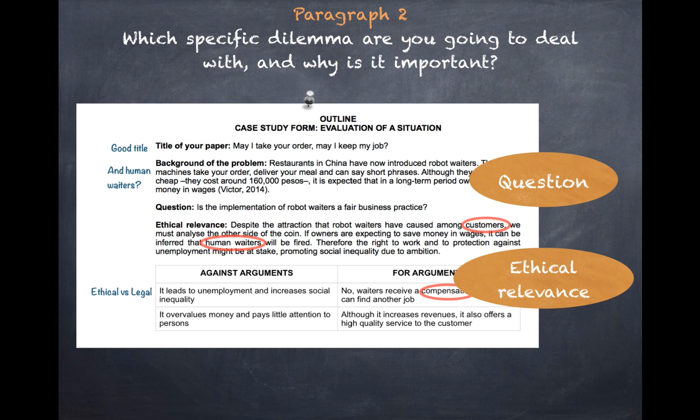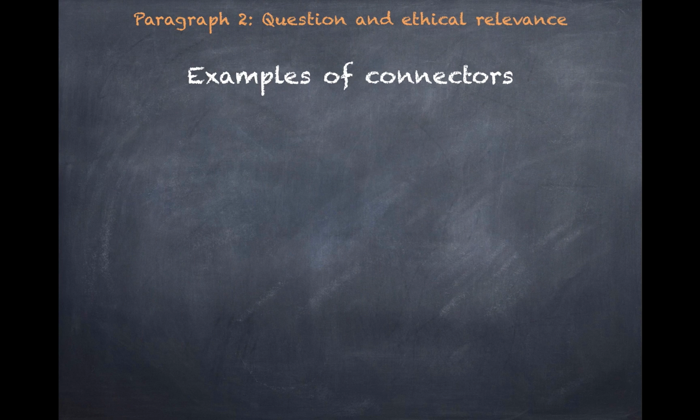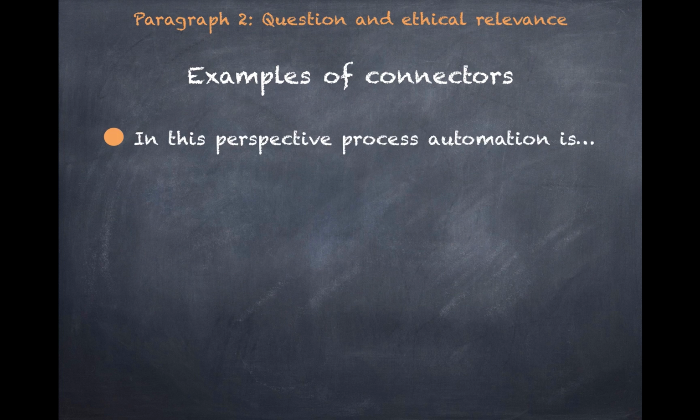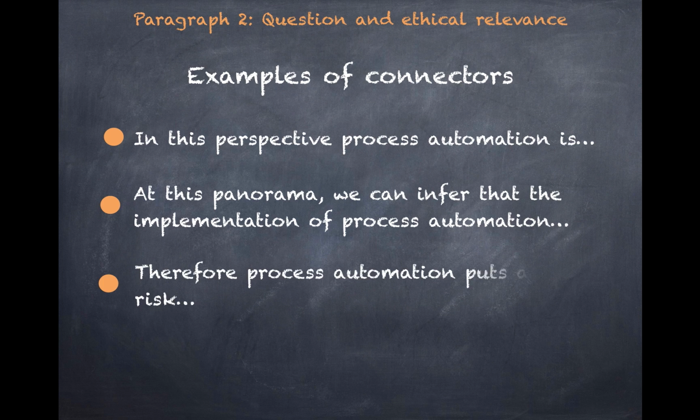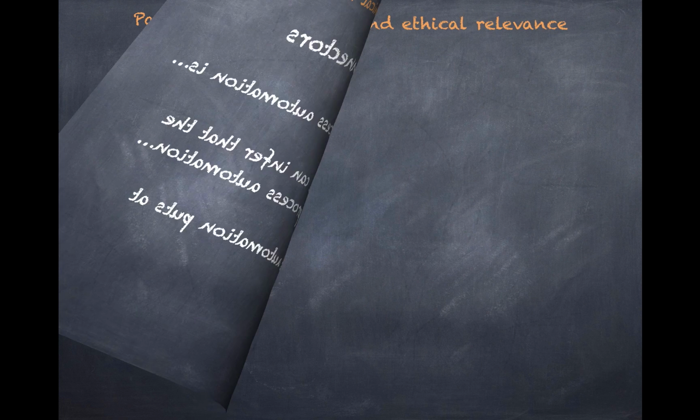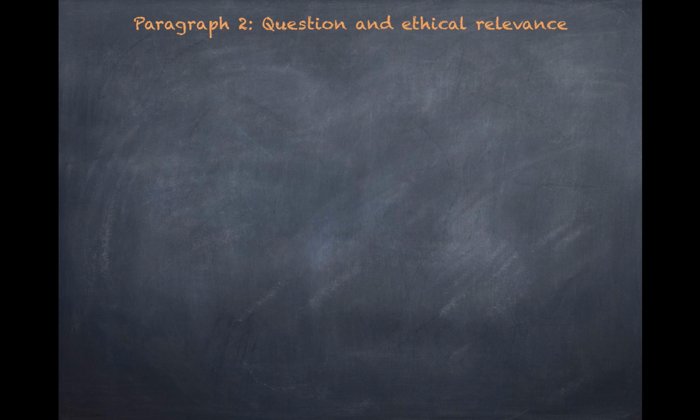You have to use connectors and perhaps introduce other phrases. For example, "In this perspective, process automation is..." "At this panorama, we can infer that the implementation of process automation..." "Therefore, process automation puts at risk..." Now, for our paper on robot waiters, we link the first and second paragraph mentioning again Rosie from the Jetsons and linking it to the robot waiters in China.